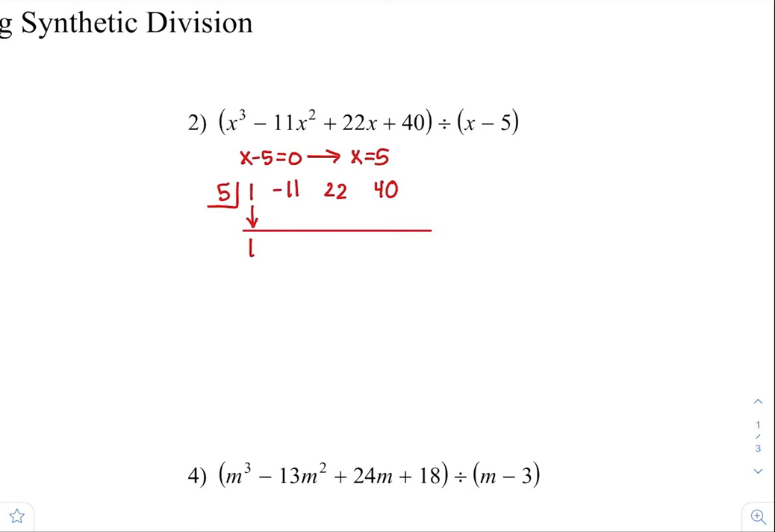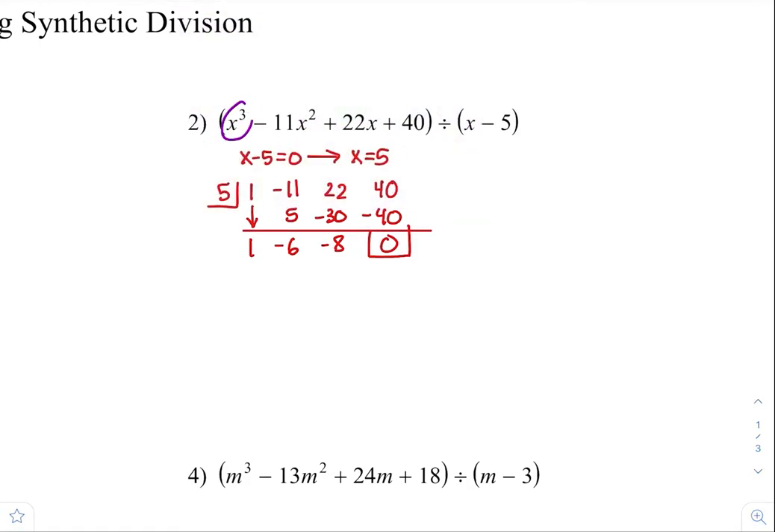So 1 times 5 is 5, right? Add those together, which is negative 6. Negative 6 times 5 is negative 30. Add those together. 22 plus negative 30 is negative 8. Negative 8 times 5 is negative 40, which gives 0. So we have a remainder of 0.